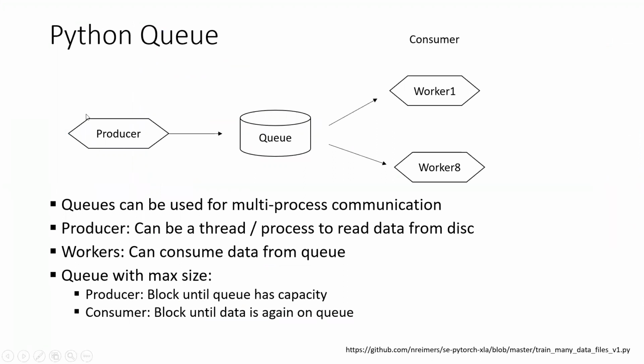So you have one process or one thread which produces things. In our case, it produces data and writes them to a first in, first out queue. And then you have different consumers which can consume data from the queue. The queues can be used to do the multi-process communication. So we can have a producer that's producing the data, which reads the data from disk, for example. And then we have our different workers, which consume the data from the queue. The producer can either be a thread or a process. And when you initialize a queue, you can pass a max size parameter.